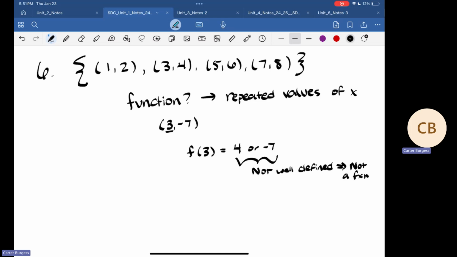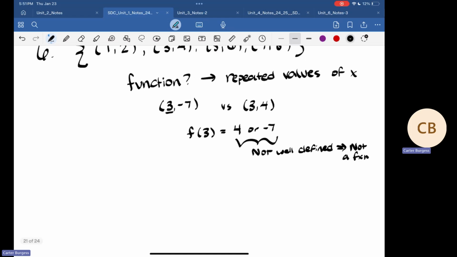For instance, if I tried to introduce the point, let's say 3, 4, which you'll notice is already in my list. Technically speaking, we do have a repeated value of x here, but it doesn't create ambiguity. If I ask you what f of 3 is, we can definitively say 4. In fact, we have 2 points that are pushing us to that conclusion that f of 3 is equal to 4. This would be well defined and would still count as a function.